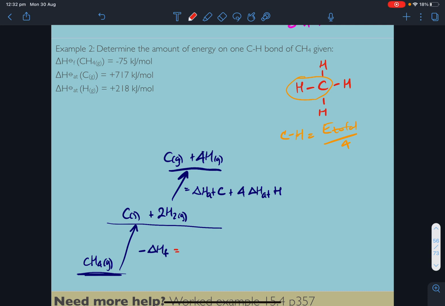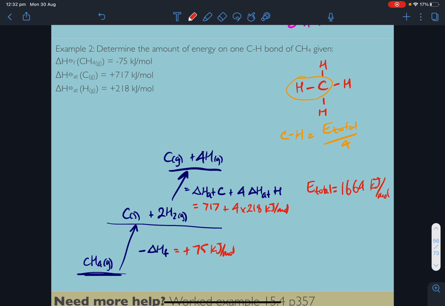So the heat of formation is given as negative 75 kilojoules per mole, so the negative heat of formation is plus 75 kilojoules per mole. And the heat of atomization of carbon is 717, and 4 times hydrogen, which is 218 kilojoules per mole. So E total equals the 75 for the negative heat of formation, plus 717, plus 4 times 218 kilojoules per mole. So 1664 kilojoules per mole.